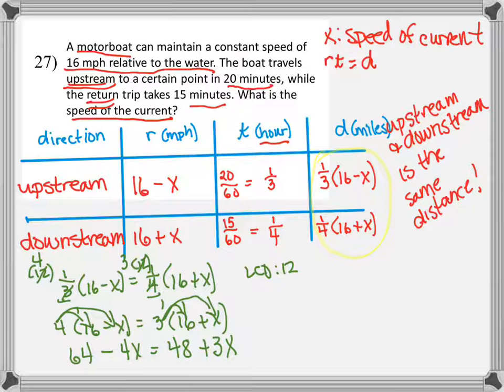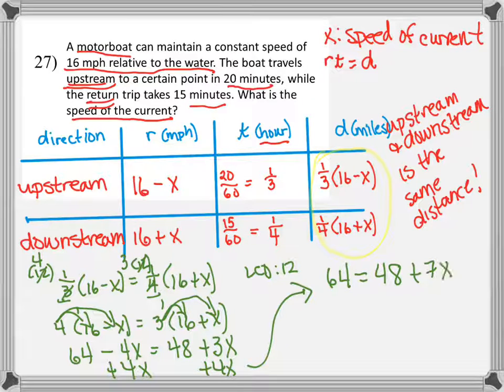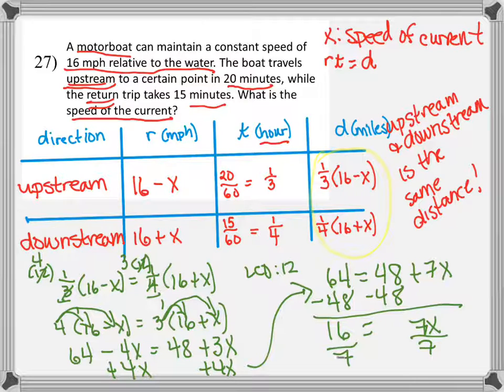And we'll move our x's to one side of the equal sign and our constants to the other side. So I will move my x's to the right, and I will add 4x to both sides. I'll get 64 equals 48 plus 7x. I'll subtract 48 from both sides. So 16 equals 7x. I'll divide both sides by 7. X equals 16 sevenths. So that is the speed of the current, and that's miles per hour, and I will usually leave things in fractions. So that is what we are looking for.